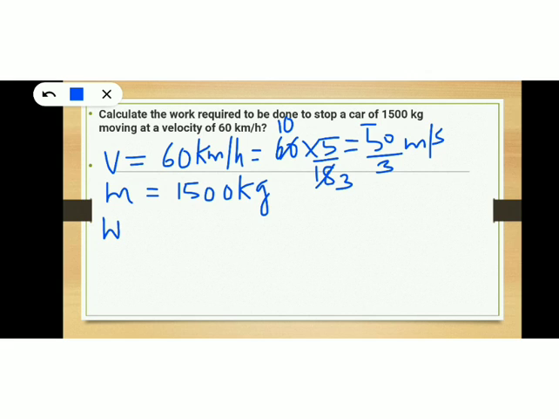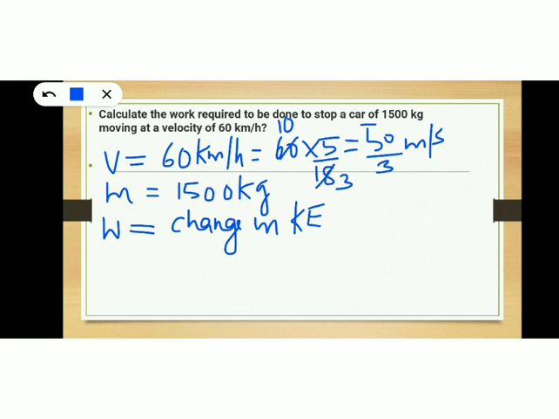So according to work energy theorem, work done is equal to change in kinetic energy. We are considering kinetic energy here. Why? Because the car is moving. So we need to find out the change in kinetic energy. Initially the car is moving with a velocity of 50 by 3 meter per second. Finally the car is coming to a stop, because we are supposed to find out the work required to stop the car. So finally the car will stop.